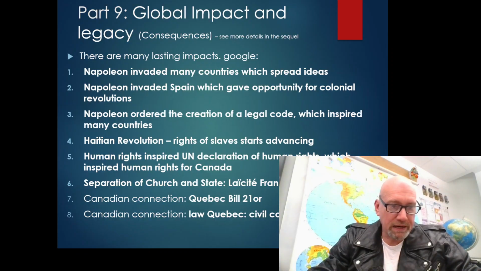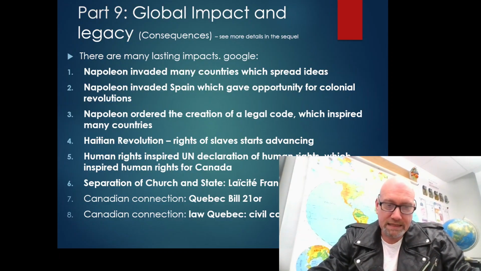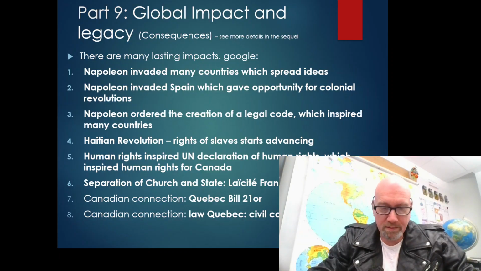Okay, number 8, Canadian connection, law, Quebec. So Quebec still keeps some traditions of the codified law, the civil code in Quebec. And so the French Revolution, the legal system that came out of that, still has an impact today on the lives of Canadian citizens in the province of Quebec.